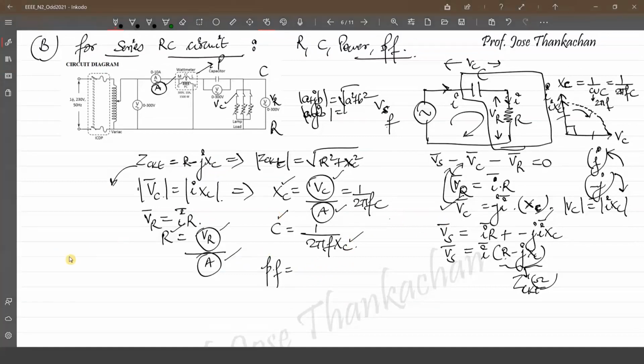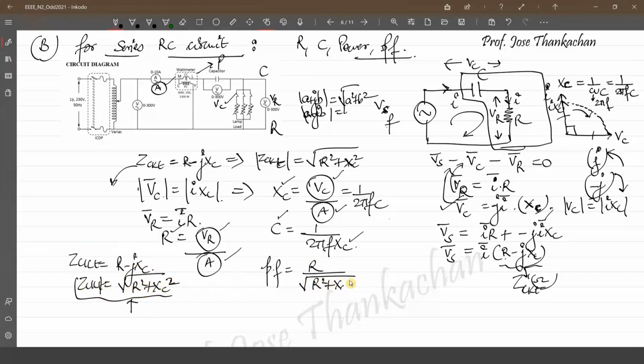So here from this circuit, Z circuit is equal to R minus j times XC, and the Z circuit magnitude will be the root of R square plus XC square, out of which the only resistive component is capital R. So power factor is that component R divided by the total impedance of the circuit, root of R square plus XC square. Capital R is known to you, XC is known to you, so you can find the power factor of the given circuit.